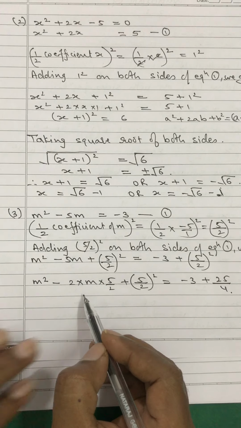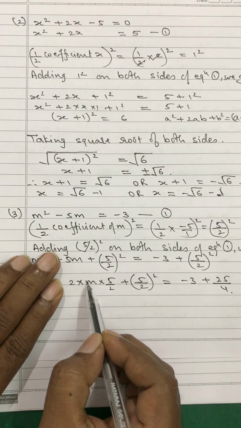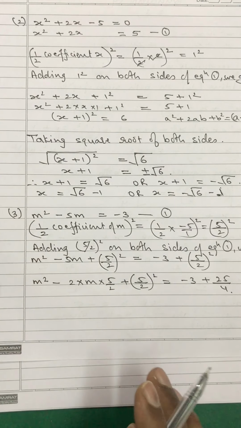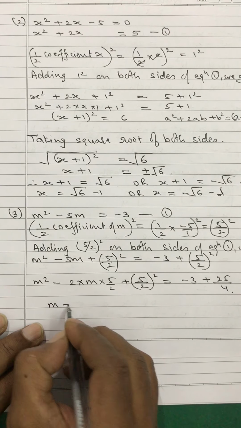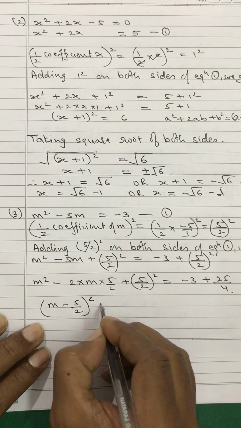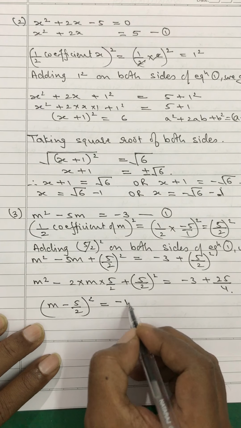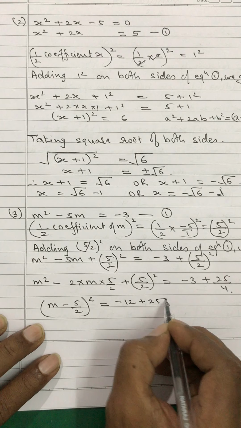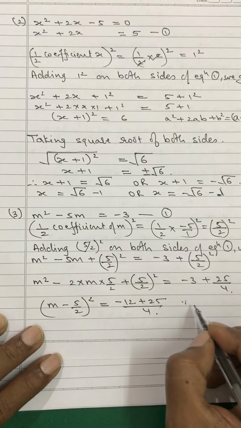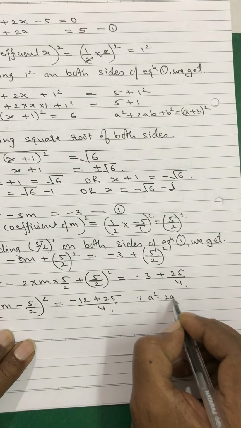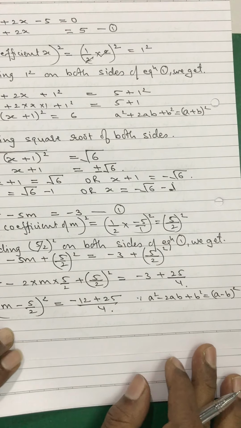Now I have to counter check with this. m square minus, if I solve this, 2 and 2 will get cancelled, 5m. That is right, which means this expansion is right. So m minus 5 upon 2 the whole square is equal to, I will multiply this by 4, minus 12 plus 25 upon 4. Since a square minus 2ab plus b square is equal to a minus b the whole square, I have used this over here.